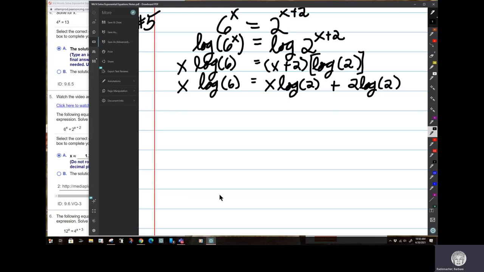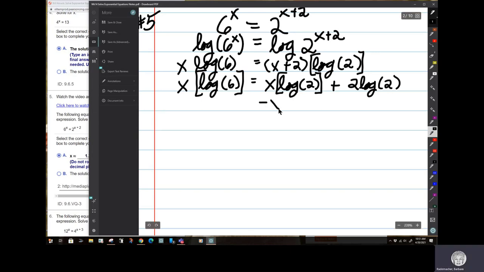Okay, my next step. See, we've gone up a grade in complication. I have to move this term that has x in it. Normally, since this is a number, I would have that in front of the x, right? The same over here. Log 6 is just a number. So in a way, log 6 is the coefficient of x over here, and log 2 is the coefficient of x over here. It's just not the way we write it. Now, I'm going to subtract x times log 2 from both sides of this equation.